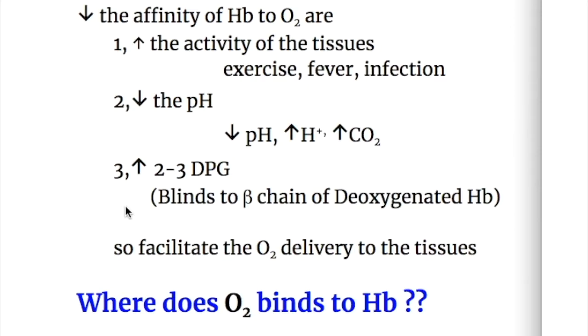Number 1 condition, the increased activity of the tissue, includes exercise, fever, and infection, in which the tissues become more active. And number 2, decreased pH may occur due to decreased pH, increased hydrogen ion concentration, and increased carbon dioxide concentration. They also move the curve to the right. And number 3, increased 2,3-DPG. 2,3-DPG binds to the beta chain of deoxygenated hemoglobin, and it facilitates the oxygen delivery to the tissues.